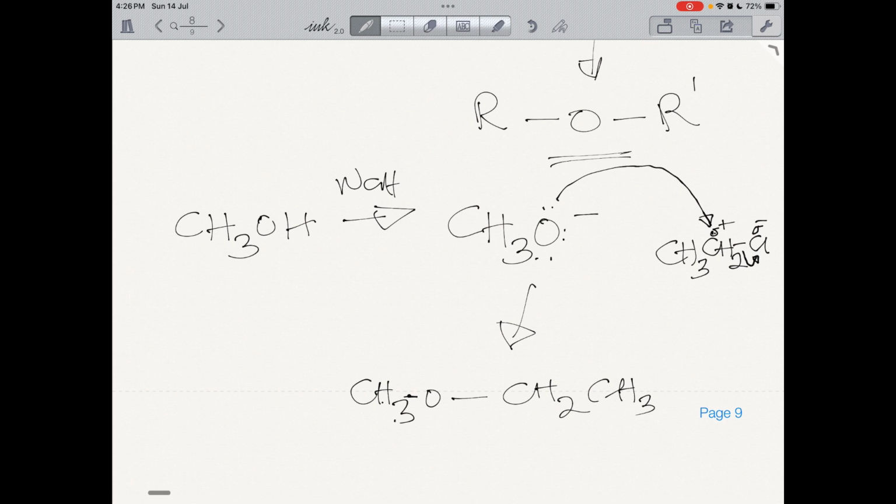So what would be the name of this ether that has been formed? You can say ethyl methyl ether. And you can also say methoxyethane, like methoxy is hanging on ethane. Is that okay? All right. I hope that is simple enough.